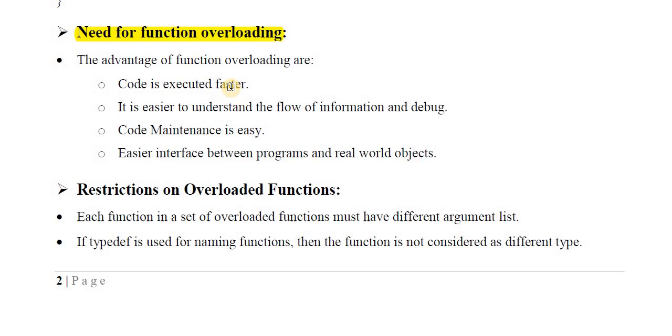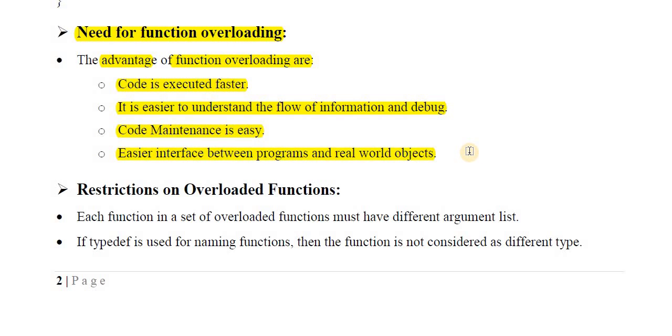In the question there are two parts. First you have to write the definition of function overloading, then advantages or need, means you have to write these points. So need of function overloading or advantages, both are same. So what is the need or advantages of function overloading means you have to write code is executed faster. By using function overloading, program will execute very fast. It is easier to understand the flow of information and debug. Code maintenance is easy and easier interface between programs and real world objects.